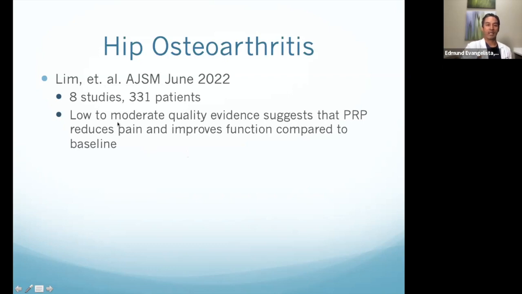Now, why would they say low to moderate quality evidence? I believe that a lot of these studies they looked at were not randomized controlled trials, so they didn't have a treatment arm to compare to. They were a lot of prospective studies where they took a bunch of patients, did the PRP injections, and tracked their outcomes over time. So that quality of evidence is not as strong as your randomized controlled trial type of study.